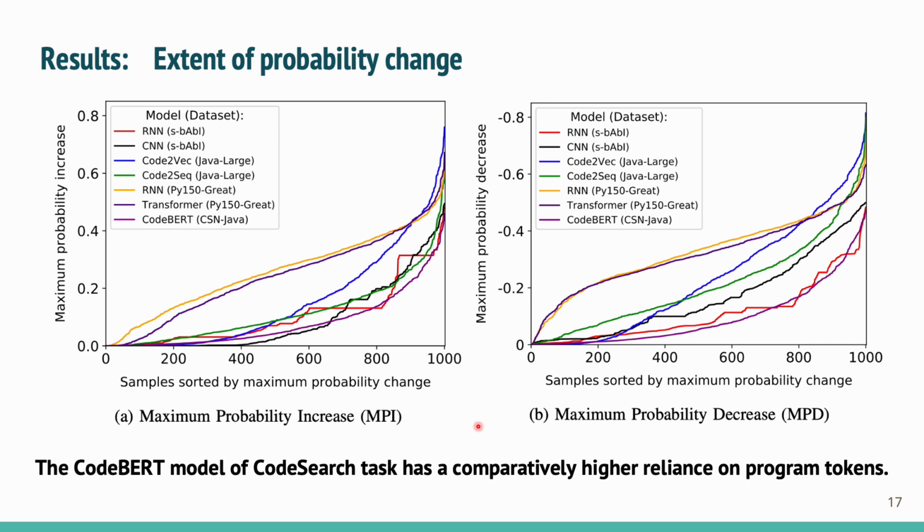These results may indicate that the CodeBERT model for the code search task has comparatively strong reliance on overall program tokens than other models. Therefore, removing a token introduces comparatively lower values in maximum probability increase and maximum probability decrease in most of the samples for the CodeBERT model. On the other hand, the other models might make decisions relying on more specific tokens, and removing those tokens can cause a high prediction change.